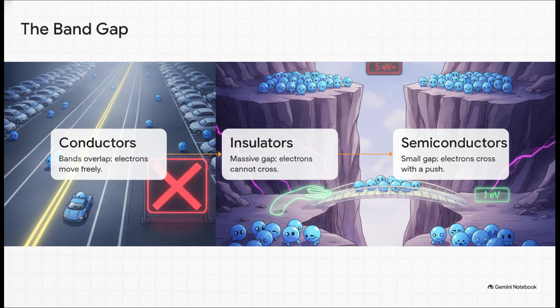But semiconductors, that's where the magic happens. They have a very small band gap, about 1 electron volt. At absolute zero, they act like insulators, sure. But if you give those electrons just a little push, they can jump right across.